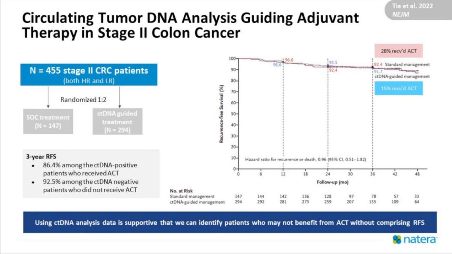Their recurrence-free survival was similar between the two, and ctDNA could be used as a tool to help stratify these patients. And it could help us avoid chemotherapy in some patients or actually proceed with chemotherapy in other patients. But the fact is that basing your management off of ctDNA or basing your management off of NCCN guidelines, there was no difference in the patient outcomes.